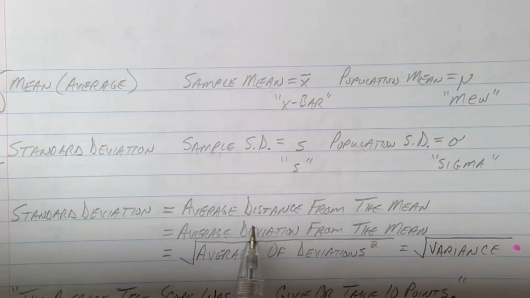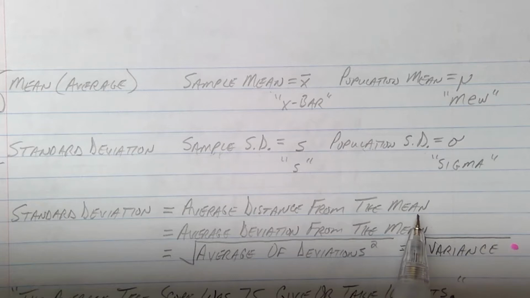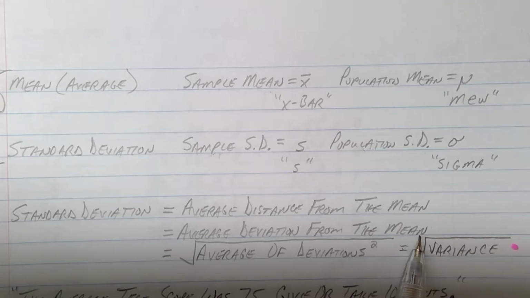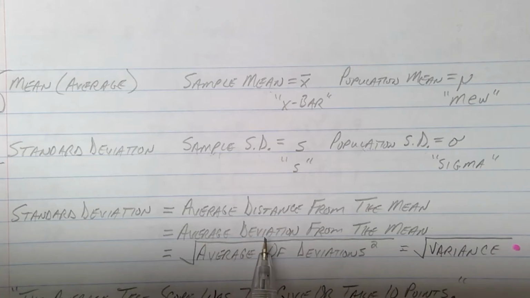Everybody's going to vary from the mean a little bit. They'll be a little heavier or a little lighter. And I'm going to average all those variances. I'm going to average all those deviations. Everybody's going to deviate from average a little bit. They'll deviate a little bit higher or they'll deviate a little bit lower. And I'm going to average those deviations.